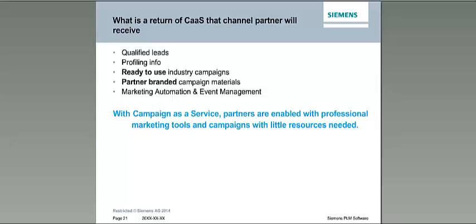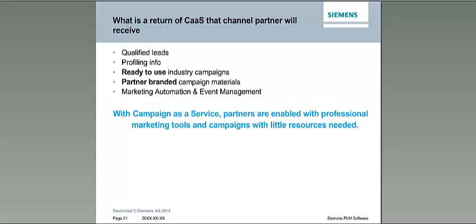So what is the return of campaign as a service that you will receive? Well, first and most important of all, the goal for the marketing campaigns and automation and all these things is to receive qualified leads. And along with these qualified leads, like I explained in the lead scoring overview, we receive a lot of profiling information. So when a lead is not yet ready to be followed up, we can work on these leads by receiving more profile information about them.